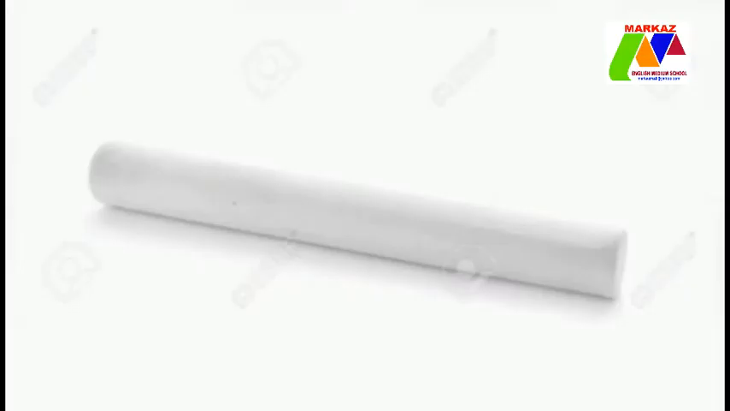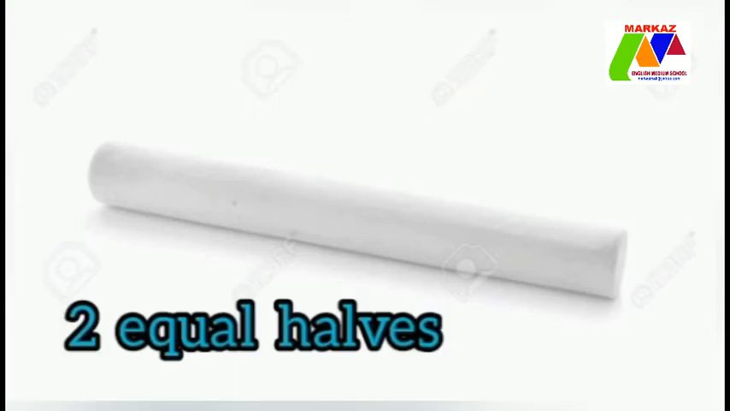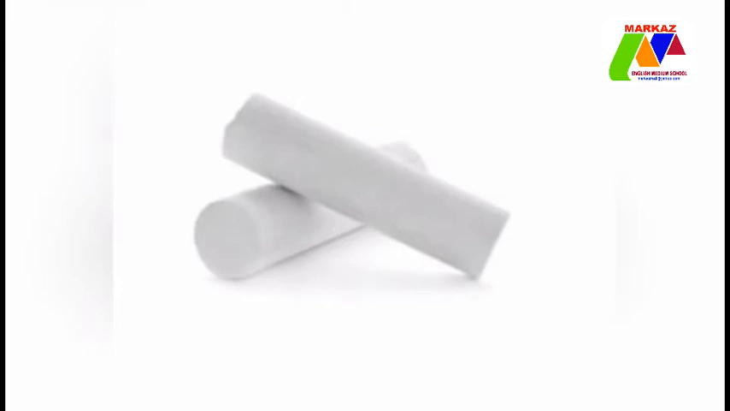Look children, this is a chalk. If you want to distribute this chalk among two friends, what can you do? Yes, we can cut it into two equal parts. Then we'll give one to each of them. Thus each one will get 1 by 2 part of the whole chalk. That means each one will get half of a chalk.